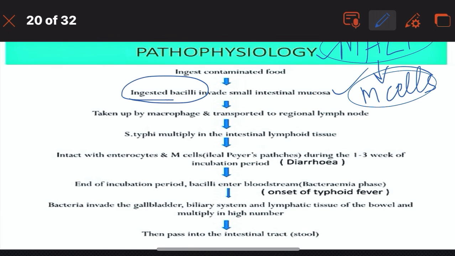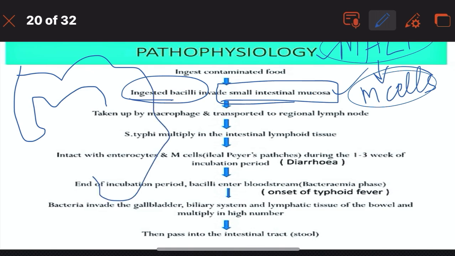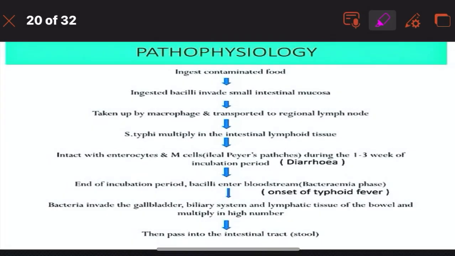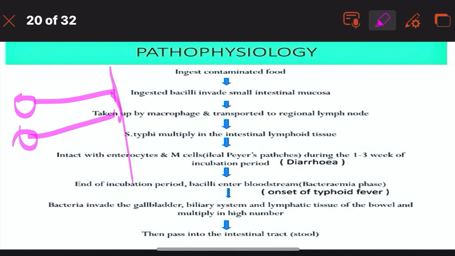So the bacilli got invaded in the intestinal mucosa. So the MALT, intestinal mucosa. Okay, so now the MALT got activated here. The mucosal associated lymphoid tissue got activated. The M cells took this bacilli, the foreign body, and transferring all through the epithelial layers, they went and gave these antigens to the underlying lymphoid tissues.